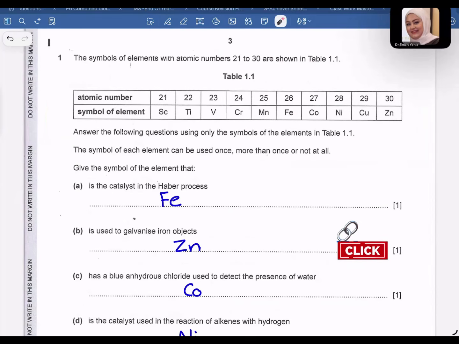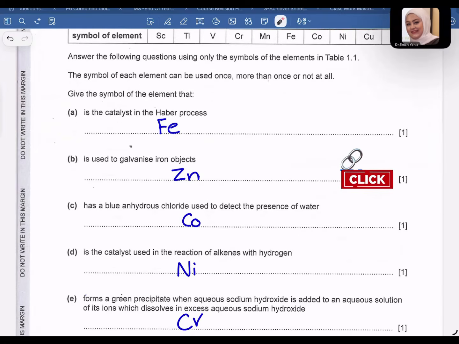Question 1: the symbols of the elements with atomic numbers from 21 to 30 are shown in the table. It gives you the atomic number and also the symbol of each element. Answer the following questions using only symbols of these elements. Each element can be used once, more than once, or not at all.